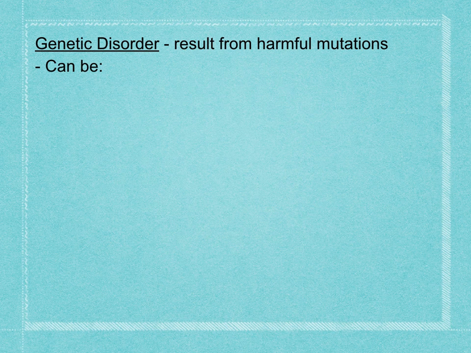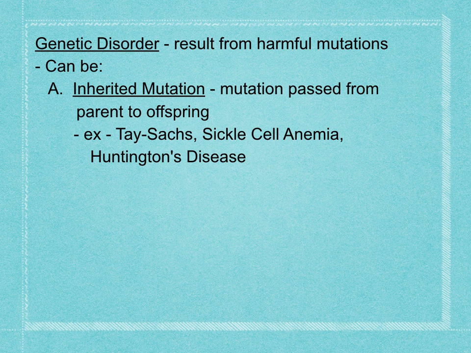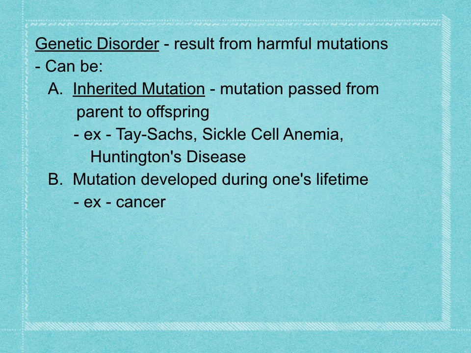Genetic disorders can be inherited mutations. So it can be a mutation that's passed from parent to offspring. Examples of that would be like Tay-Sachs or sickle cell anemia or Huntington's disease. Or you can have a mutation that's developed during one's lifetime. And an example of that would be like cancer.